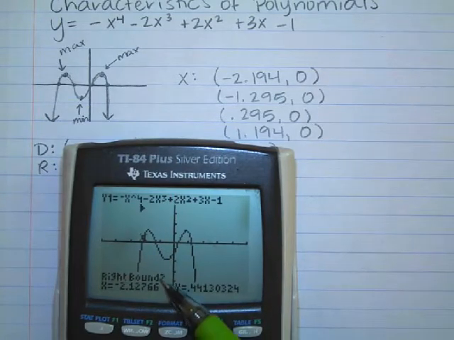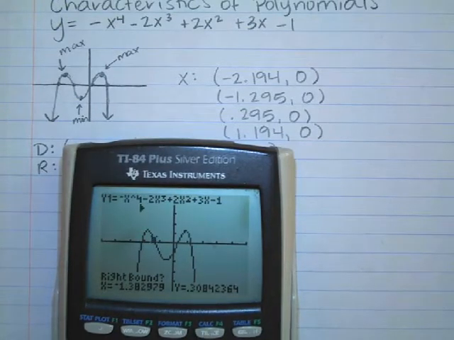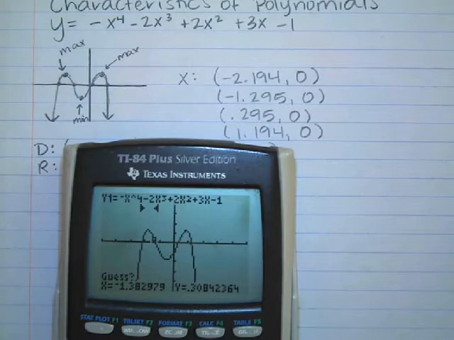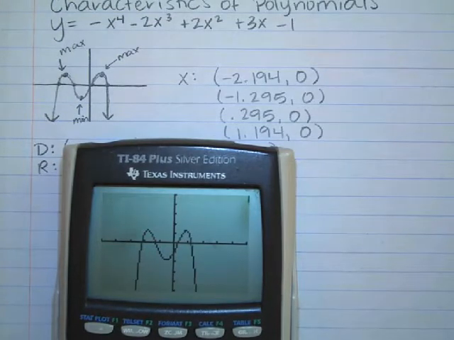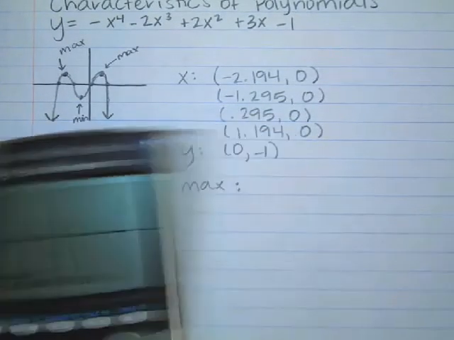Now it says right bound, so I'm going to move my cursor to the right side of the mountaintop and press enter. The guess is always stupid, so I'm going to press enter one more time. And then it will tell me the actual max. So -1.823.